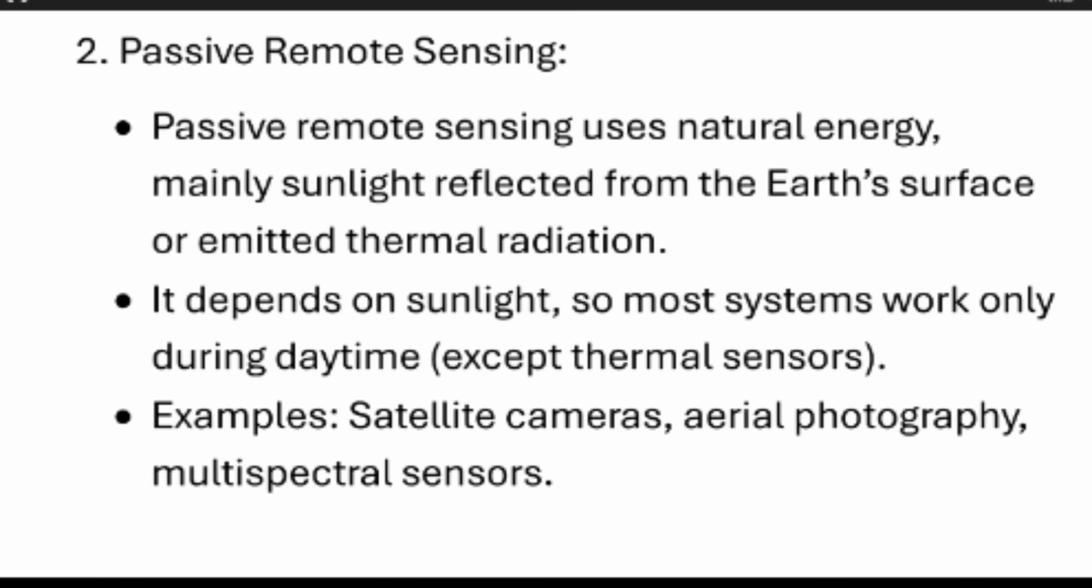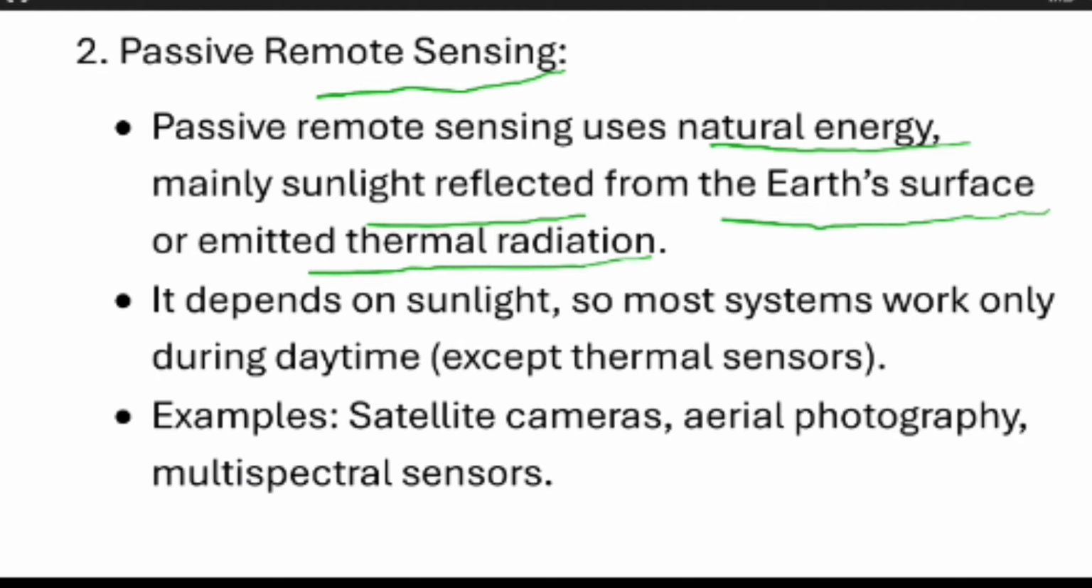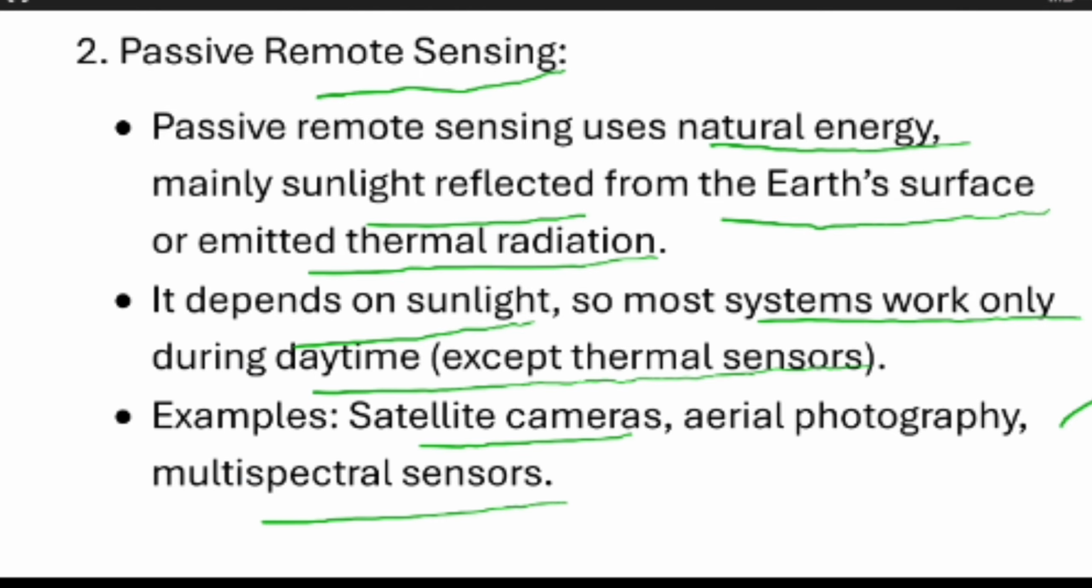Passive remote sensing uses natural energy and sunlight. It is reflected from the surface of the earth, and it emits thermal radiation. This sensing depends upon sunlight, so it can be used in the daytime only, because it is detected by thermal sensors. For example, satellite cameras, aerial photography and multispectral sensors.